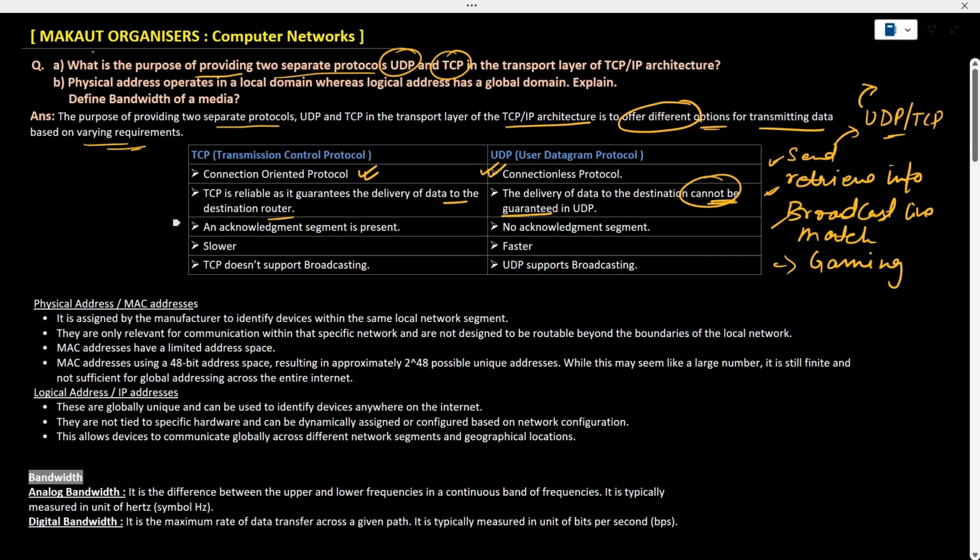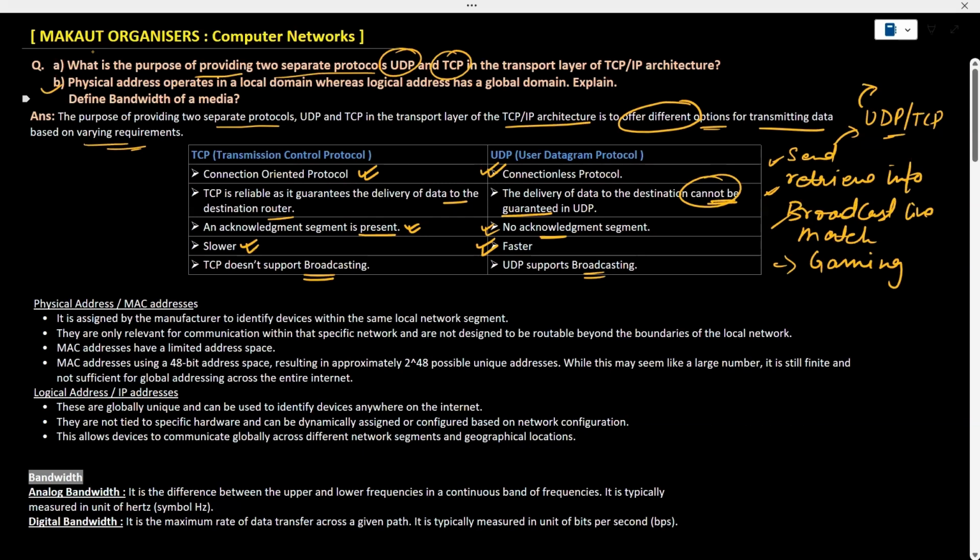An acknowledgement segment is present in TCP. If the sender sends some information to the receiver, the receiver will acknowledge. And if the receiver is sending some information to the sender, then the sender will acknowledge. But in UDP, there is no such acknowledgement. TCP is slower because we first have to set up the connection between sender and receiver, then we transmit the data, and then we have to discontinue the connection. But in UDP, there is no such thing, so it is faster compared to TCP. TCP doesn't support broadcasting, and UDP supports broadcasting.